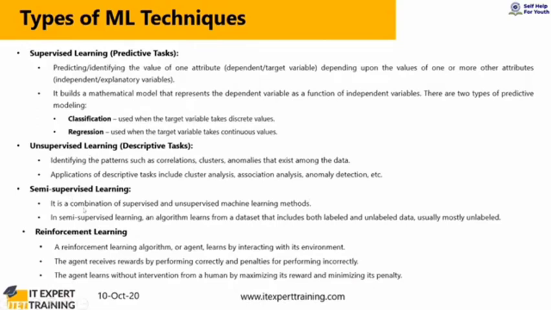And the meaning of semi-supervised learning is that it is a combination of both supervised and unsupervised machine learning methods. In semi-supervised learning, an algorithm learns from a data set that includes both labeled and unlabeled data. In the case of supervised learning, the data set that we are using, we call labeled data, where you have a collection of independent variables and a target variable or dependent variable. This we call labeled data.